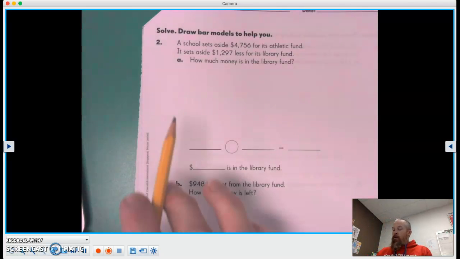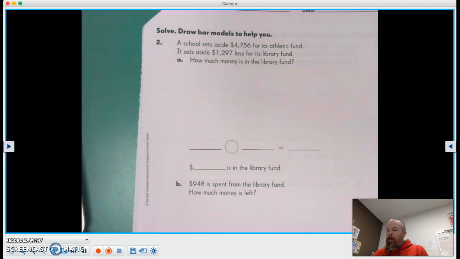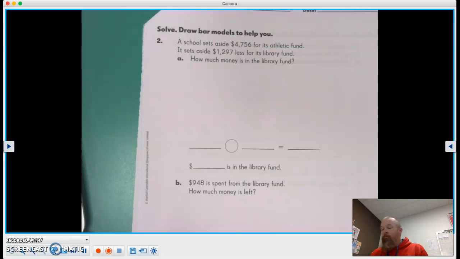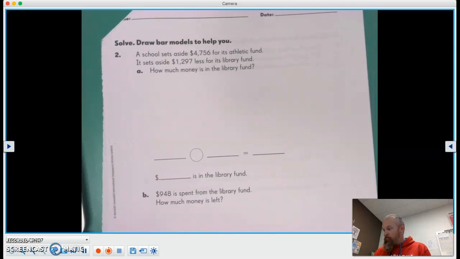Next, we're going to do number 2 here. A school sets aside $4,756 for its athletic fund. It set aside $1,297 less for its library fund. How much money is in the library fund?